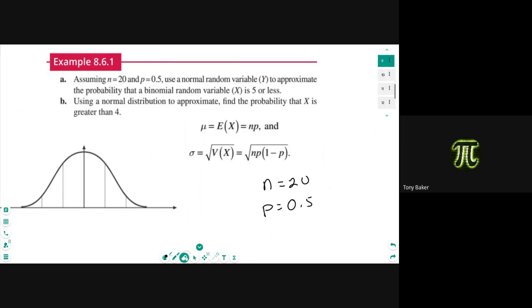Interesting. Can't erase. There we go. Is going to be 20 times 0.5, which is what? 10. So my mean is 10.